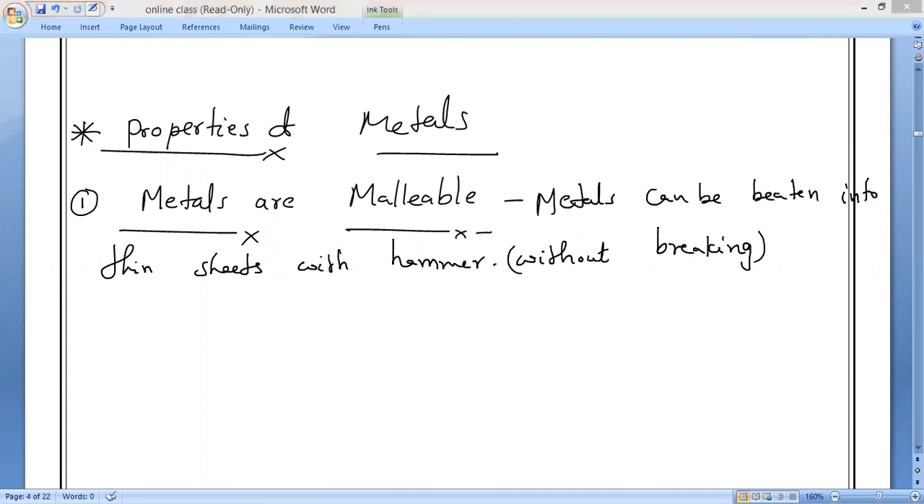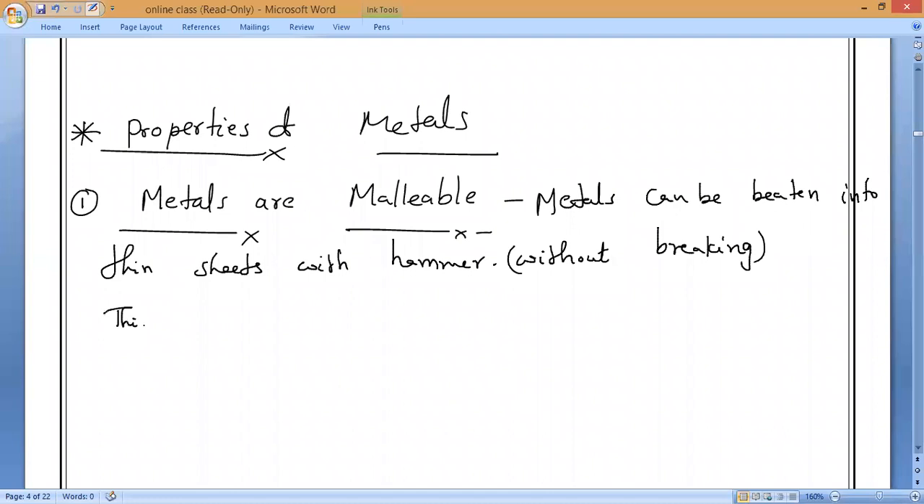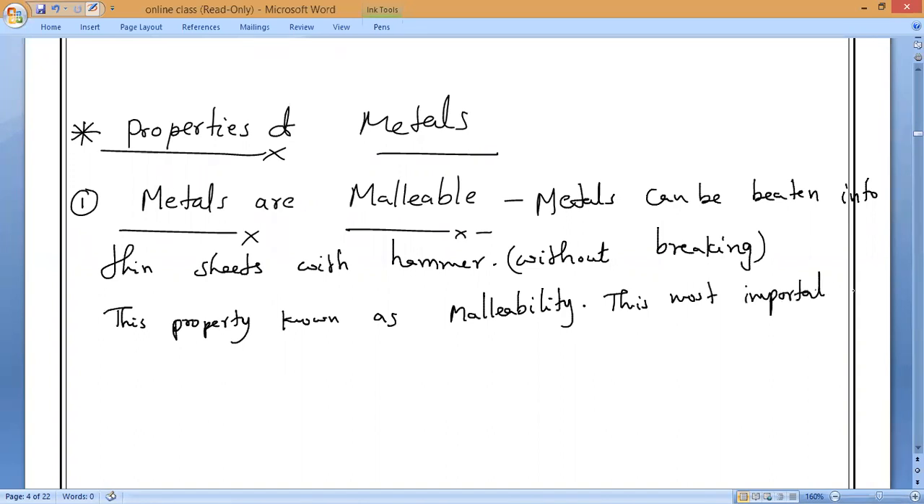And what is the property we call malleability? Do you understand it? Malleability is an important characteristic property of metals. Please learn that. This property is known as malleability, and this is the most important property of metals. Is it okay, everybody?